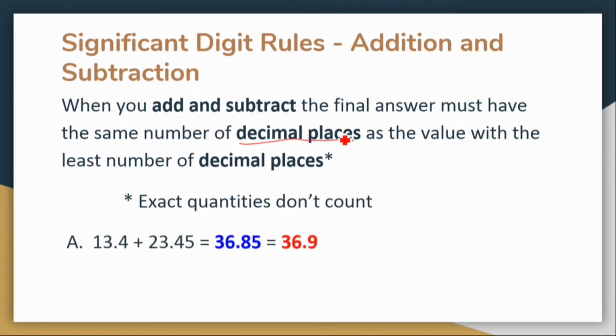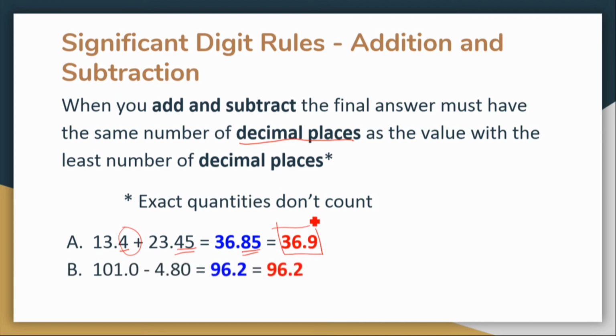For example, 13.4 plus 23.45. In 13.4, we have 1 decimal place. 23.45 has 2 decimal places. The answer is 36.85 that has 2 decimal places as well. We need to follow the one with the least decimal places, and that is 1. So it means the final answer should have 1 decimal place as well.